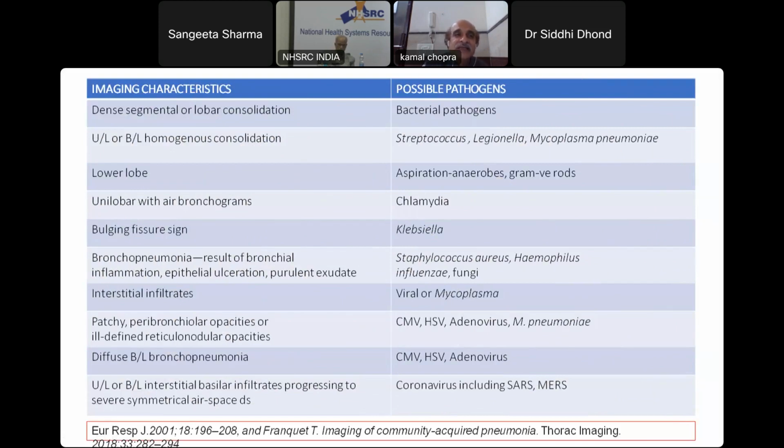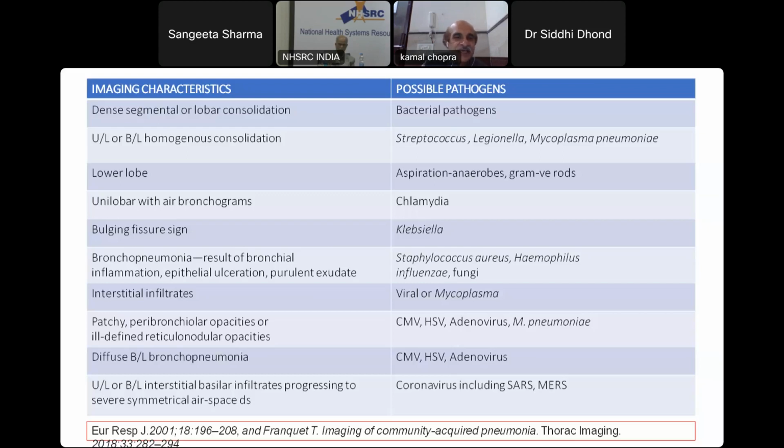As I mentioned, lobar consolidation is because of bacterial infection. If the boundaries are not respected, think of tuberculosis. Bilateral or upper lobe homogeneous consolidation can be staphylococcal or mycoplasma pneumonia. Lower lobe is commonly involved in aspiration pneumonia. Whenever there is aspiration, secretion usually gets settled in the lower lung.